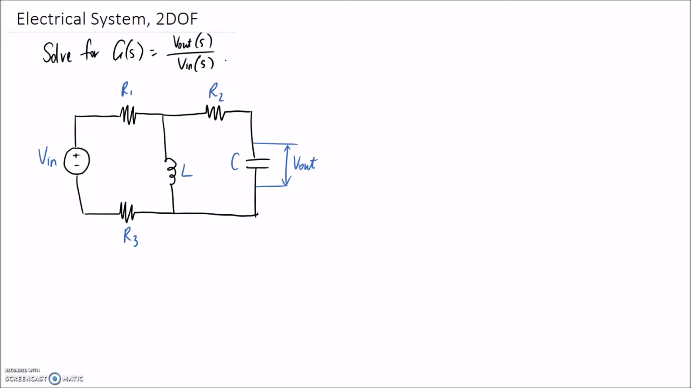So in this question, we're asked to solve for the transfer function G, which is equal to the voltage out divided by the voltage in. So V in is pretty easy. That's the voltage provided by the supply. And in this question, the voltage out is going to be the voltage dropped across this specific capacitor.